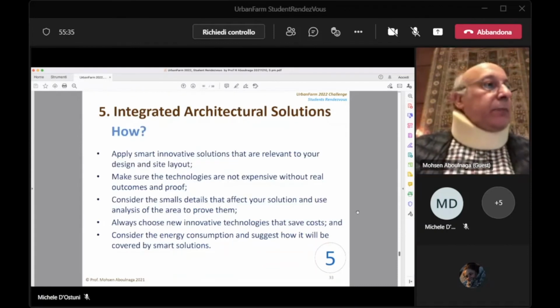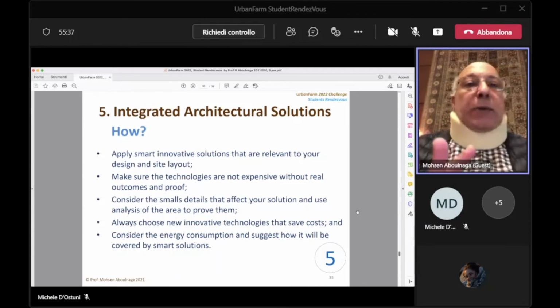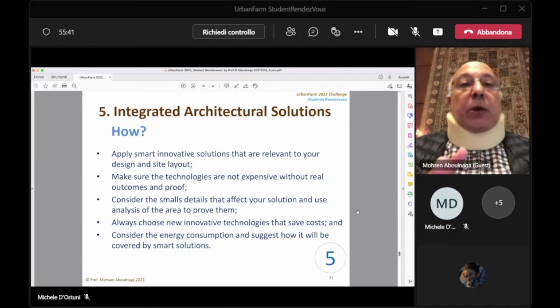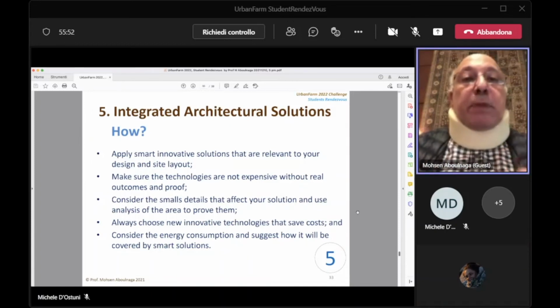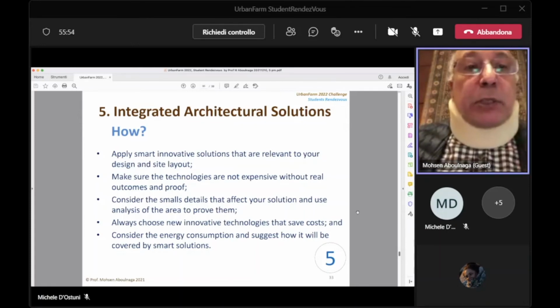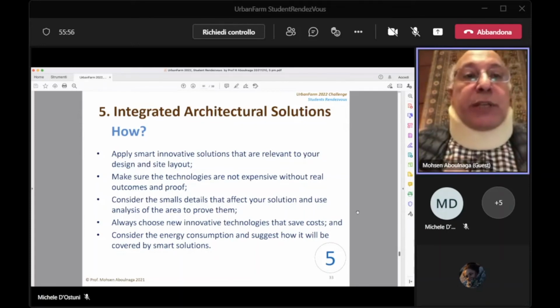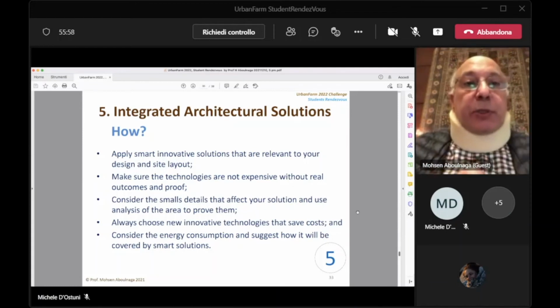Next slide. How are we going to do that? Apply smart, innovative solutions, also relevant to your design and site layout. The smart design solution should not be limited to the building, but also to the site at large. Make sure that your technologies are not expensive, because you have limited budget and funds, without real outcomes and proof. You need to highlight the proof where you have done that.